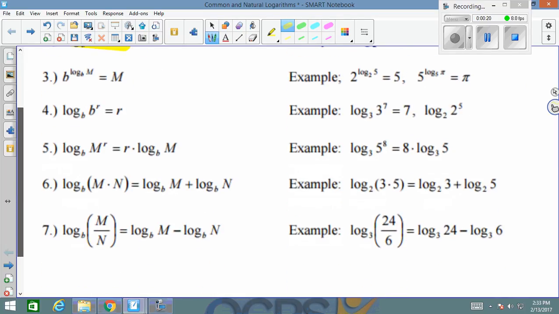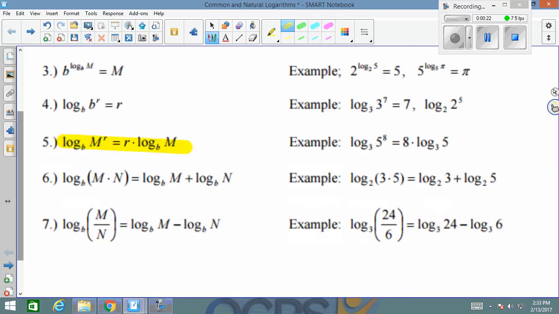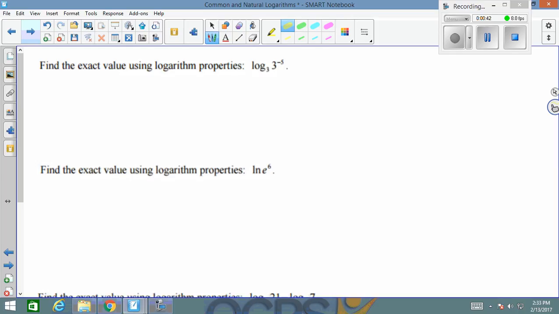You also need to know that if you have an exponent here, that exponent gets brought to the front and is multiplied to the logarithm, okay? Also, if you have two things multiplied inside a logarithm, you can separate them by putting a plus in between them. And the same with division, except with a minus instead of a plus. So let's do some practice for that.